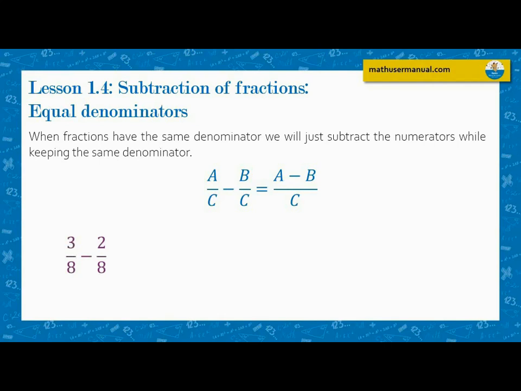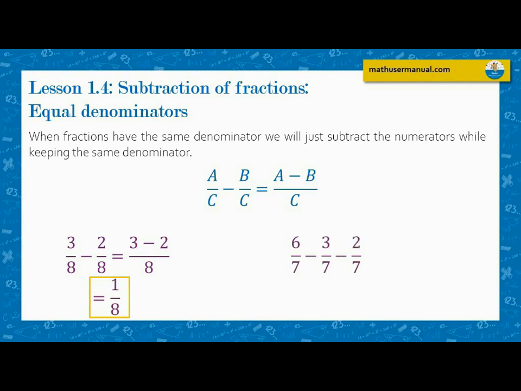3 over 8 minus 2 over 8. We actually did this problem in lesson 1.3 as an addition. We're now going to do it as a subtraction. First, make sure that the two denominators are equal to each other, which is true. They're both 8. So we can copy them into only one denominator. And then subtract 3 minus 2. 3 minus 2 is simply 1. So the answer to this subtraction is 1 over 8.